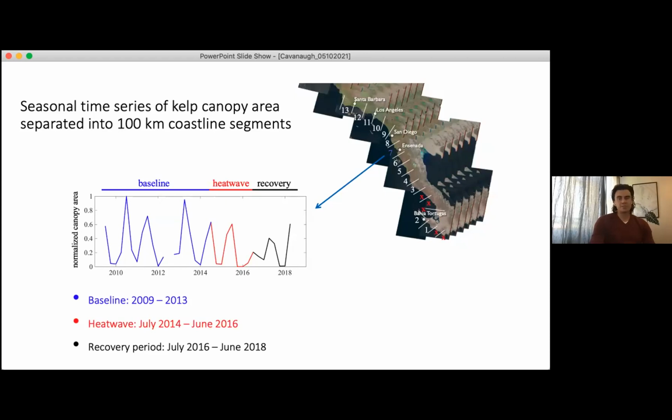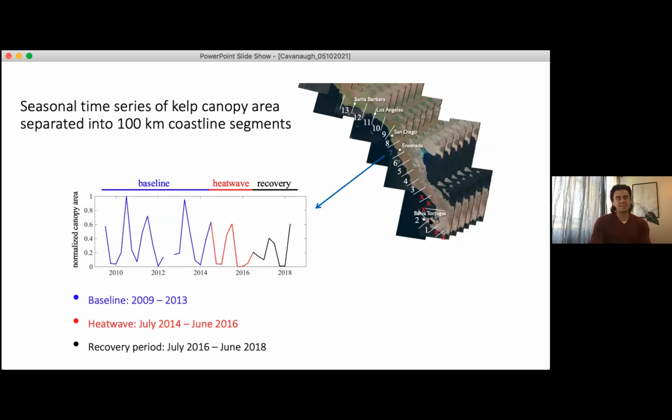In order to examine the response across Baja and Southern California, we separated our study area into 100-kilometer coastline segments. So now we're zooming in on Southern and Baja California. We're still looking at regional scales, right? 100-kilometer segments are still large areas, but it gives us a latitudinal gradient near the southern range limit of kelp.